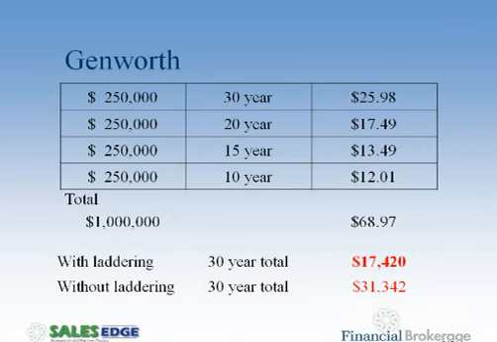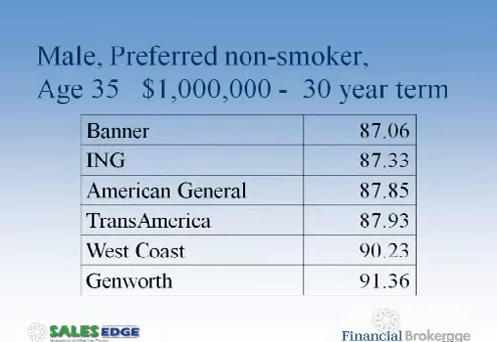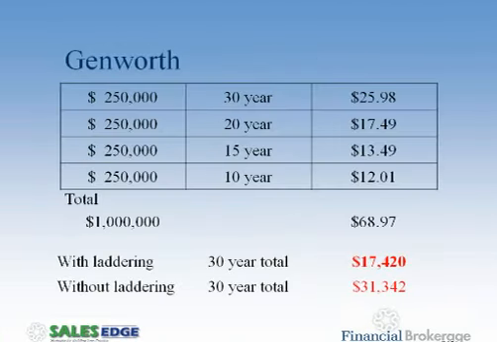on that right here. I happen to use Genworth just because for $250,000, they had the lowest price, and you can see it right there. That same $1 million broken up into 4 different $250,000 policies comes to $68.97. Now I'll go back a few screens here. This is our spreadsheet price right here, $87 and change, and on up to $91. So now, just by laddering the policies to specific needs, we've saved the client, what, about $20 a month or so?